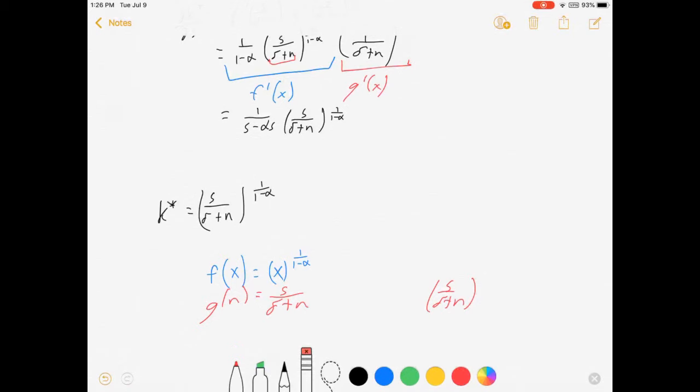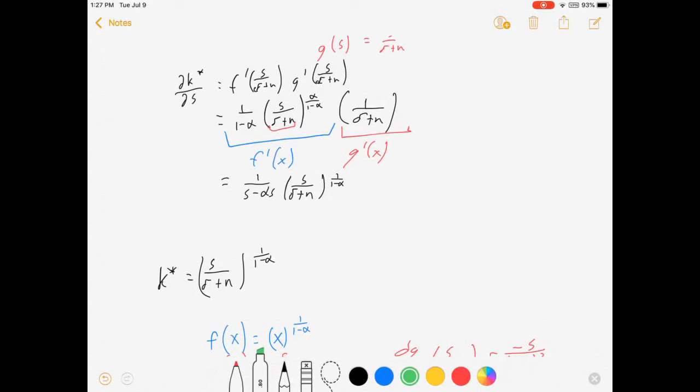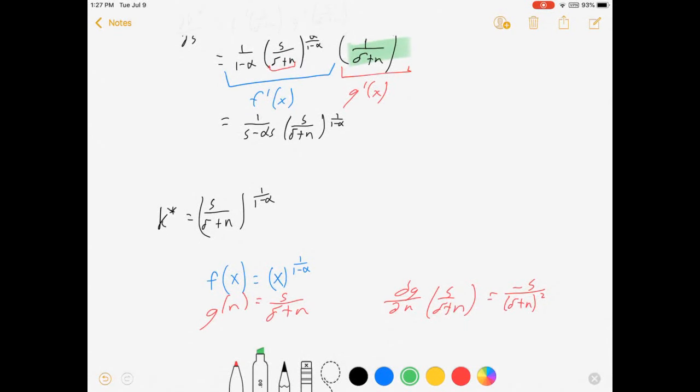My derivative of g with respect to n is now going to be, and as you do our quotient rule, which I don't know if I've made a video about that yet. Maybe I should. Delta plus n squared. So before, our g prime was this, because we're taking the derivative with respect to s. Now, derivative of g with respect to n is this, because we're interested in a different variable.